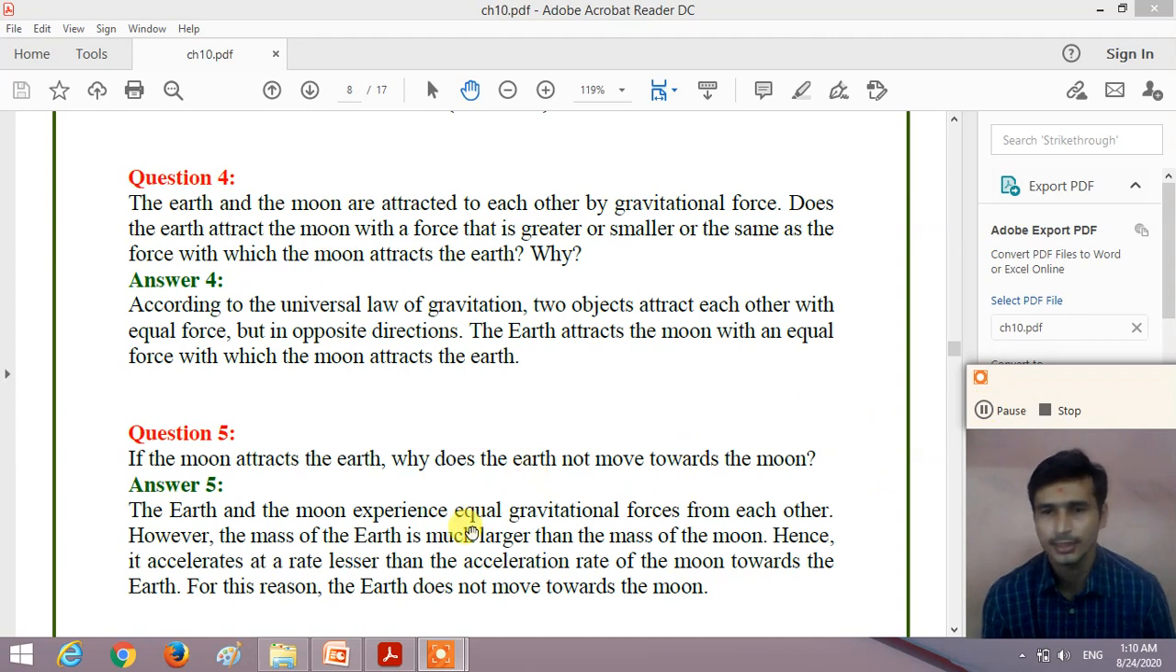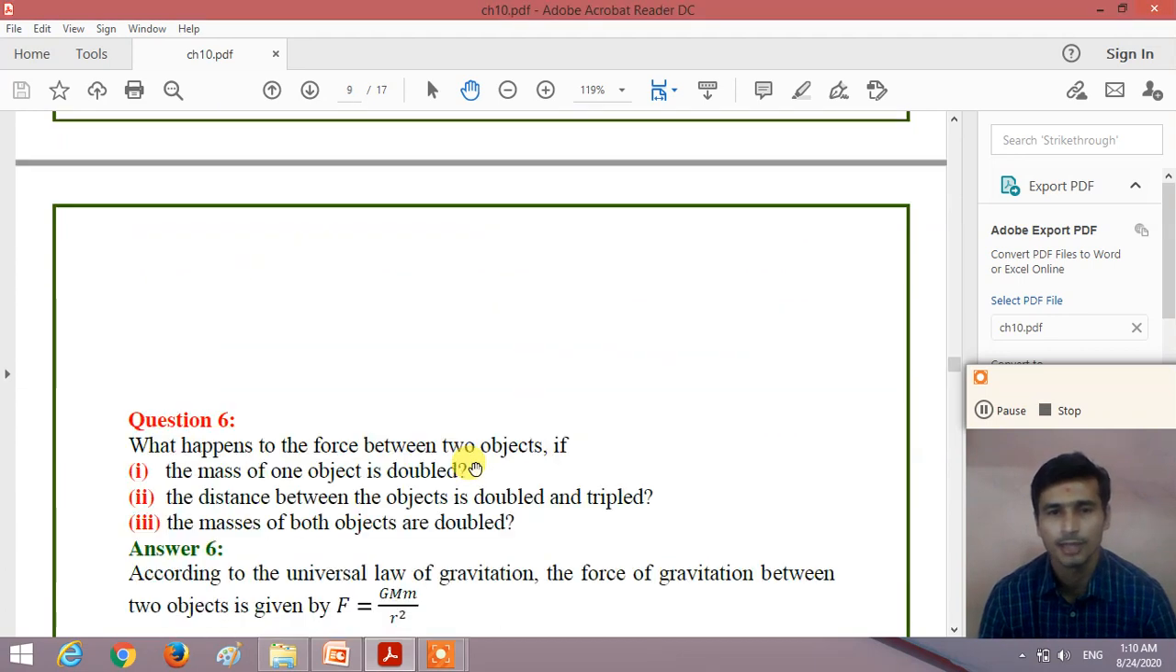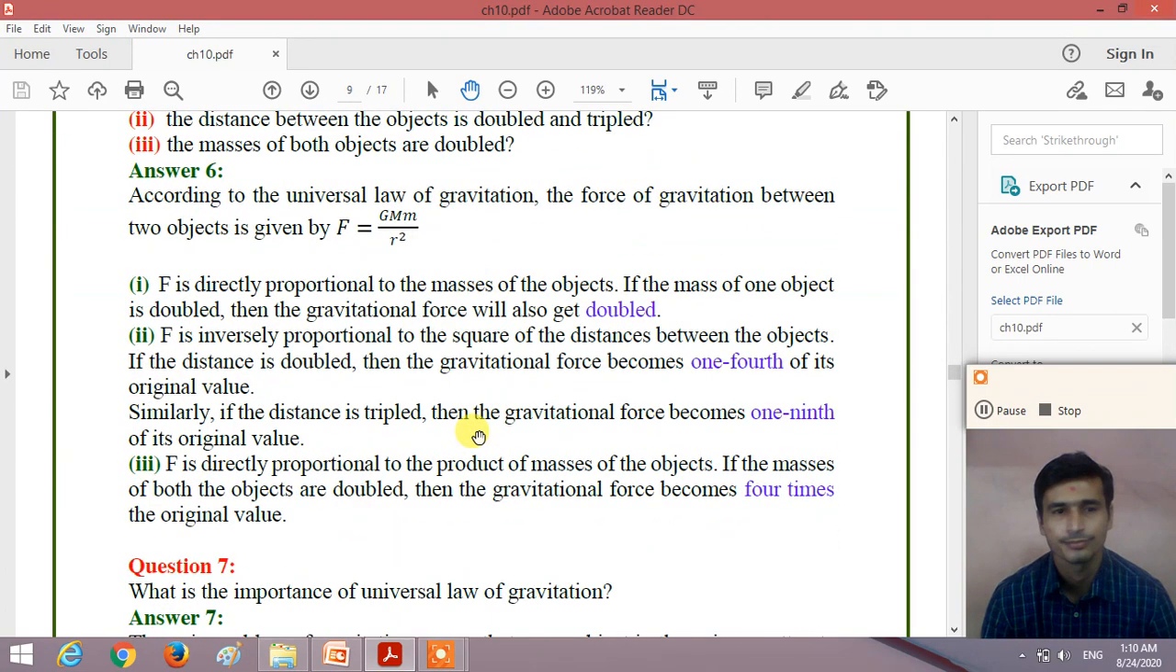So understand, the earth attracts all objects towards the surface of the earth due to the gravitational force, but why can the earth not move towards the object? Here the gravitational force between the object and the earth is the same, but the mass of the earth is much larger compared to the object. The earth cannot move towards the object. Now question number 6.